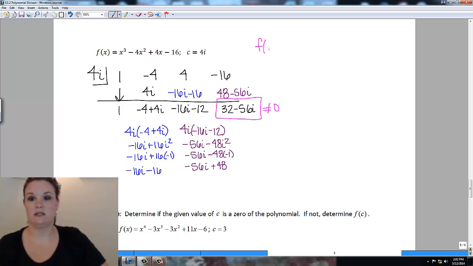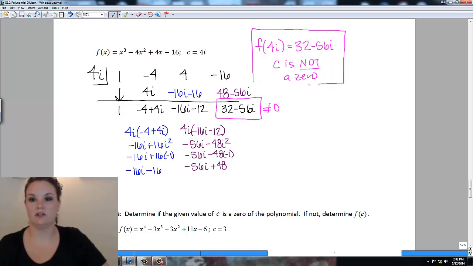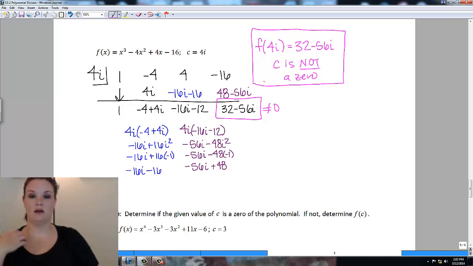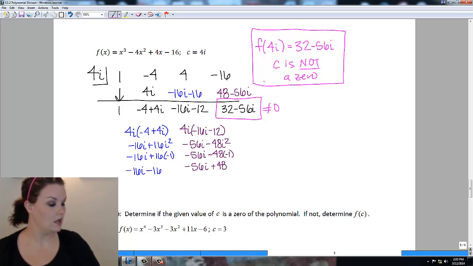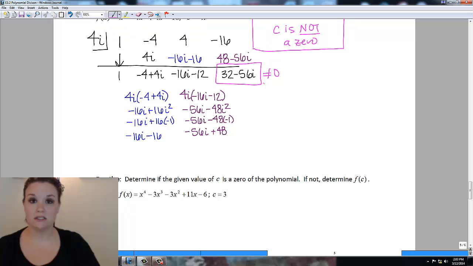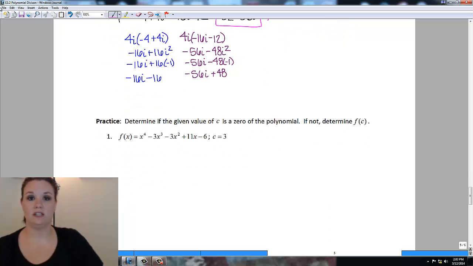So notice what I ended up here with is not 0. It's not equal to 0. So this tells me that f of 4i is equal to 32 minus 56i, which means that c is not a 0 of this function. Because my remainder was not 0 tells me that my c value is not a 0 of this function. All right. Okay, so there are 3 for y'all to try, and then we'll go over them in just a minute.